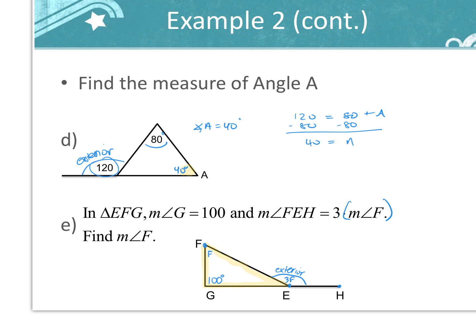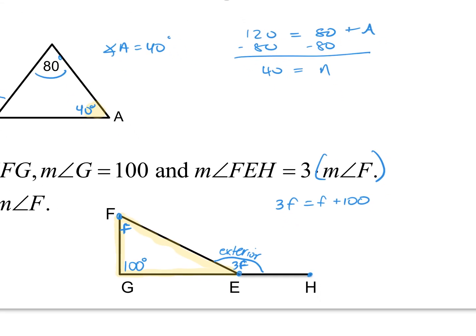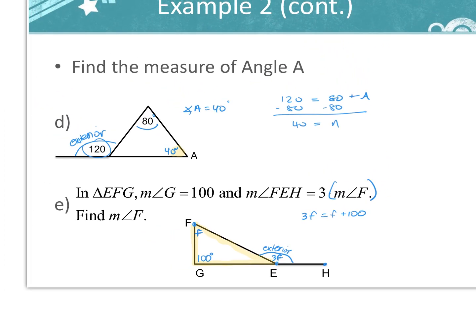And so once I do it like that and I give things a variable, all of a sudden I think it might make more sense, right? I should call it lowercase f. It's probably the more proper way to do it. But bottom line is I know that the exterior, 3f, is going to equal the sum of the two remote interiors, which is f plus 100. So 3f equals f plus 100, which makes sense.